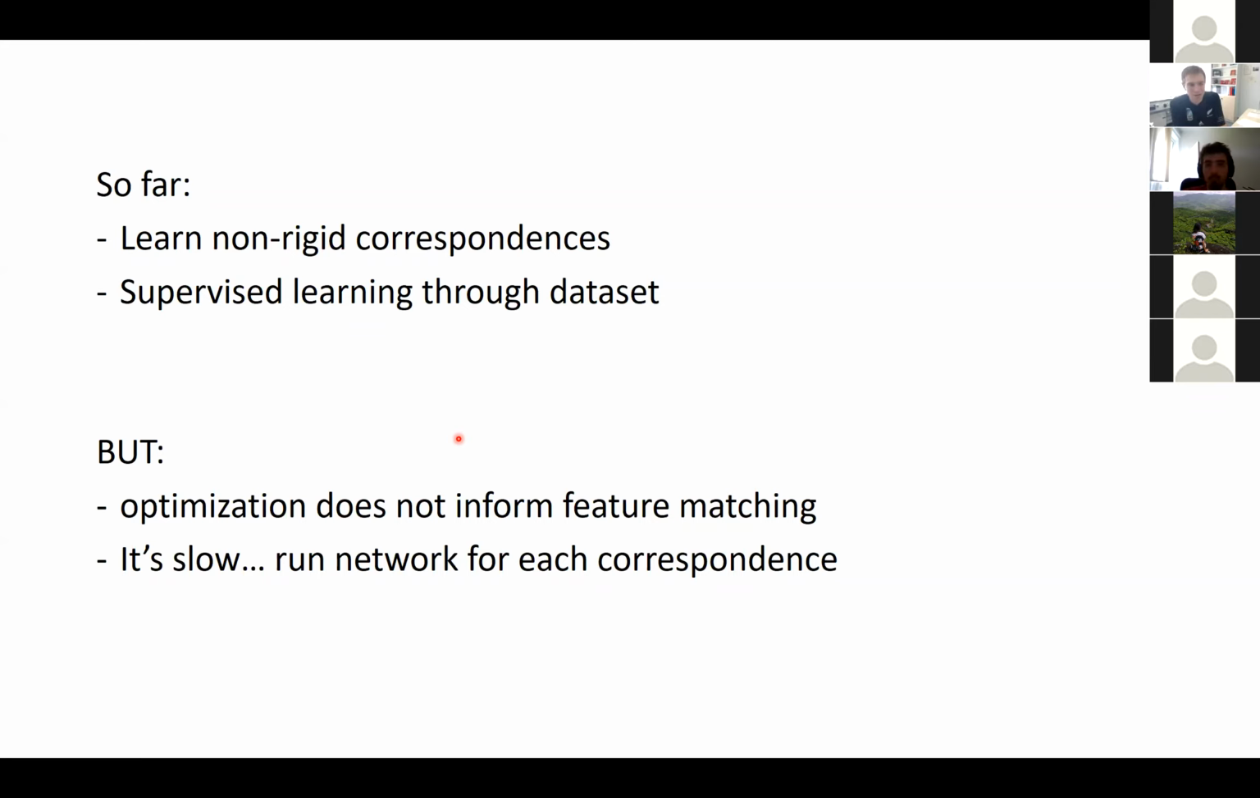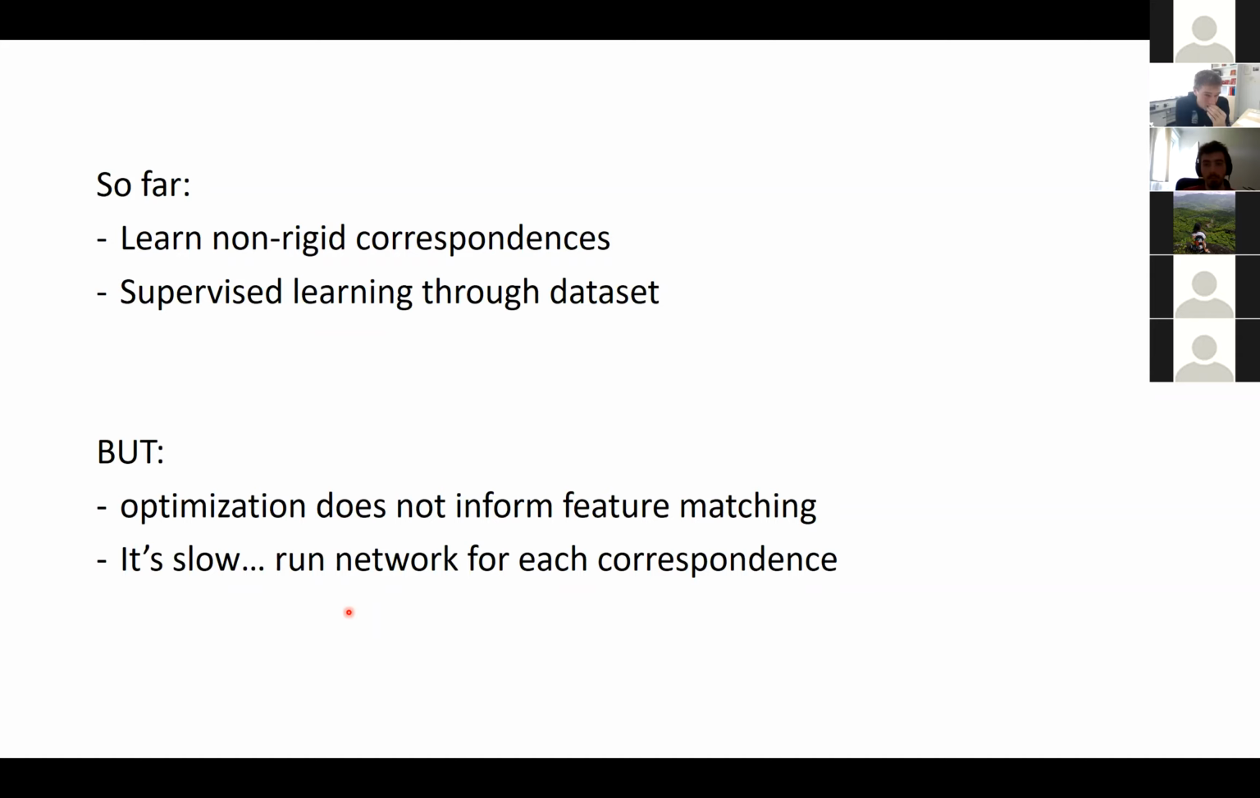Another drawback right now of this method is it's horrendously slow. You're basically running a single network for every correspondence. Well, one network forward pass is pretty fast, but if you have to run like 500 of them per frame, then it becomes pretty slow, right? So this is not real-time capable at this point. So this is a big drawback.